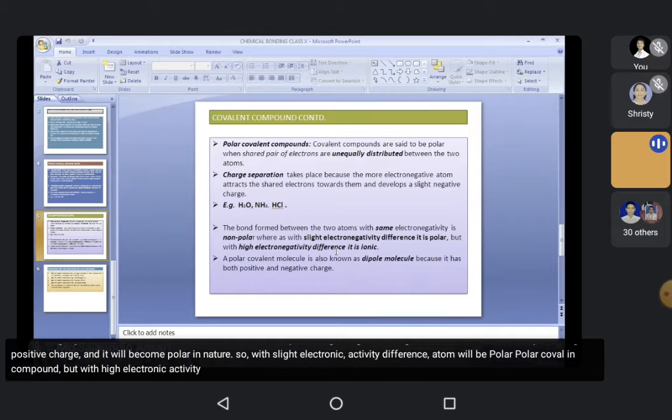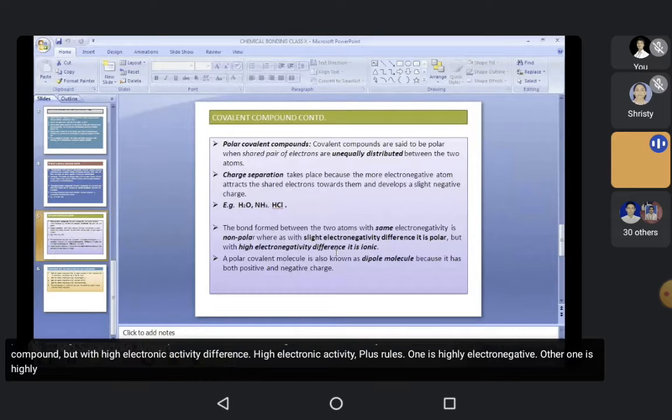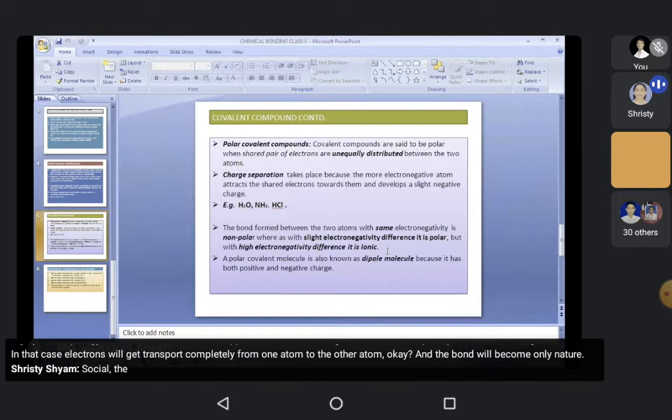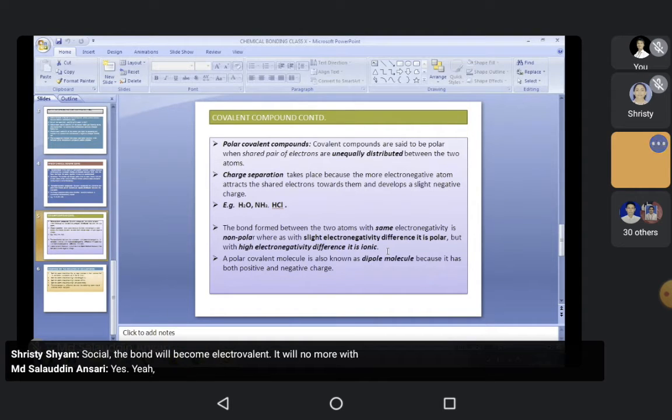But with high electronegativity difference, one is highly electronegative and the other one is highly electropositive. In that case, the electrons will get transferred completely from one atom to the other atom, with no sharing of electrons. And the bond will become ionic in nature. So, sir, the bond will become electrovalent. Yes, it will no more be covalent.